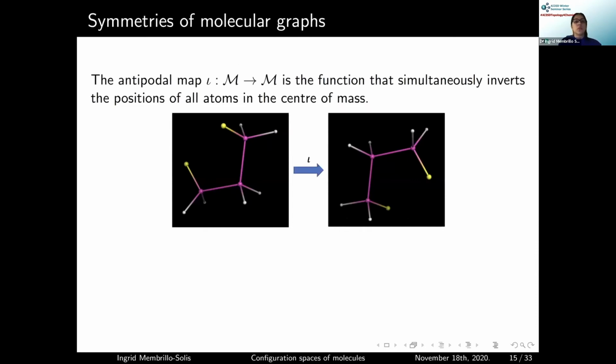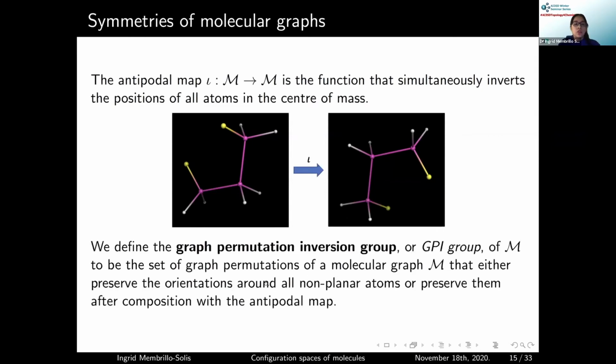Okay, so the antipodal map is the function that simultaneously inverts the position of all atoms through the center of mass. For instance, we have again this conformation. Our center of mass will be more or less around here. And then if we invert all the coordinates of the atoms, what we obtain is this other conformation.